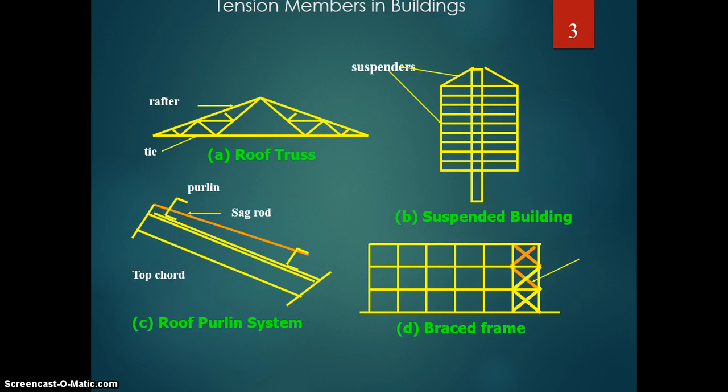Theoretically, a member subjected only to axial tension is supposed to be the most efficient and economical structural element. Why is it? Because the member does not buckle locally or overall up to and beyond yield, and also because the entire section is subjected to uniform stresses. This is just a brief idea about the tension member.